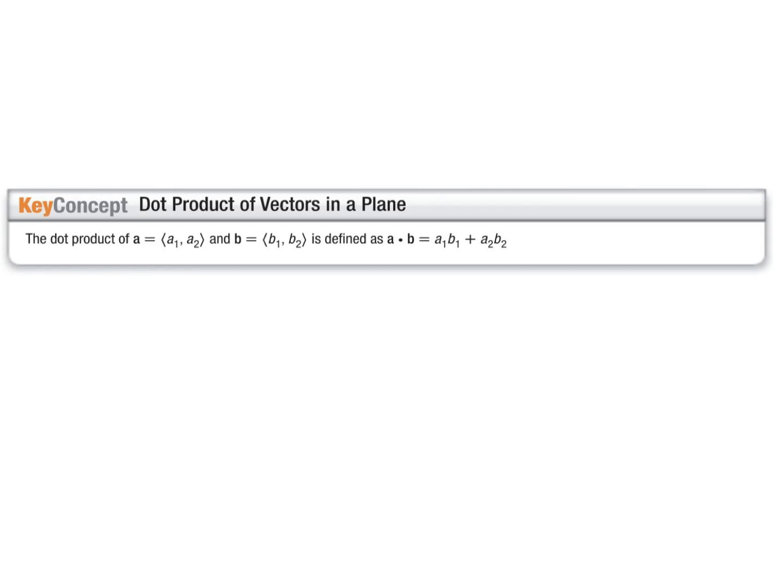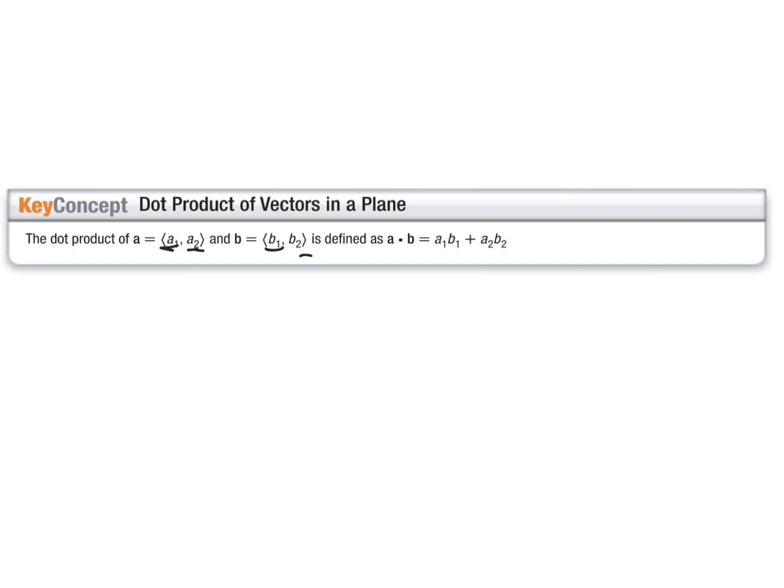Okay, this is the dot product. So the dot product of A, which is the vector A1, A2, and B, which is B1, B2, is defined as A dot B, not A times B, but A dot B. So we're calling that the dot product, where you take A1 and B1 and you multiply them to each other, and you add them to A2 and B2.